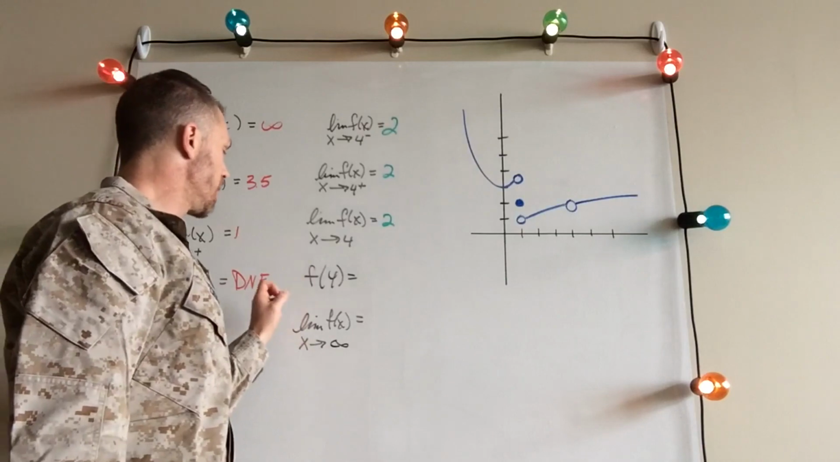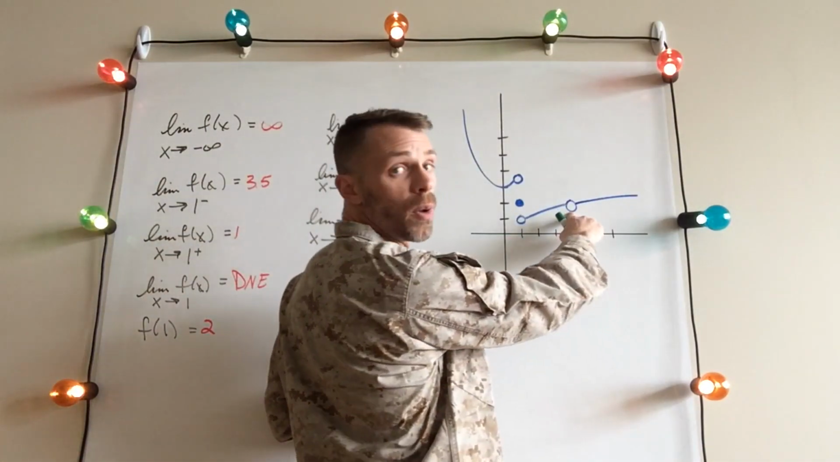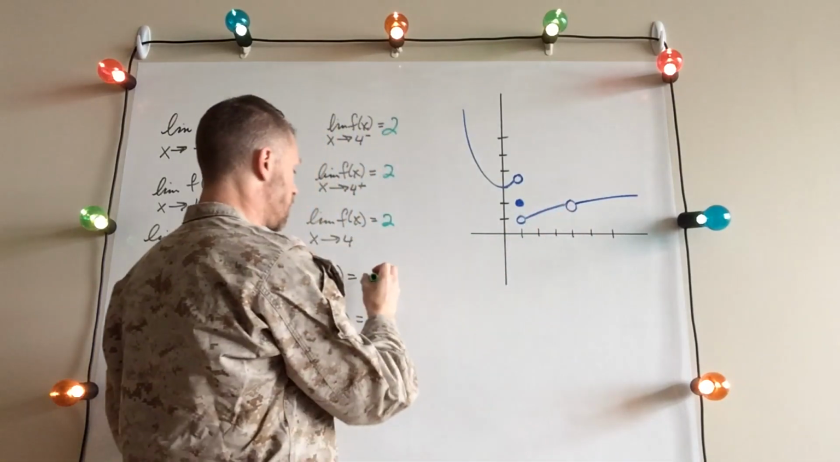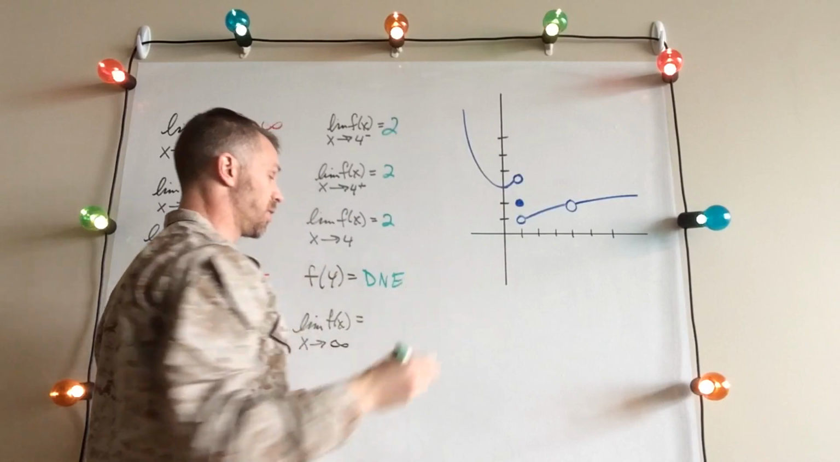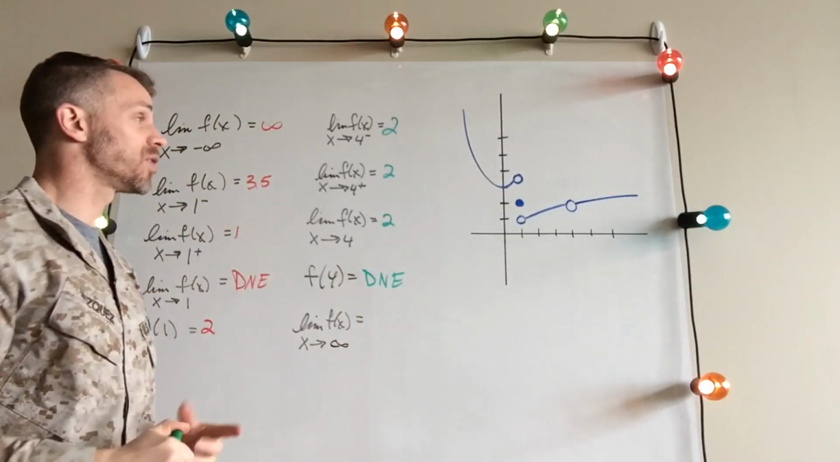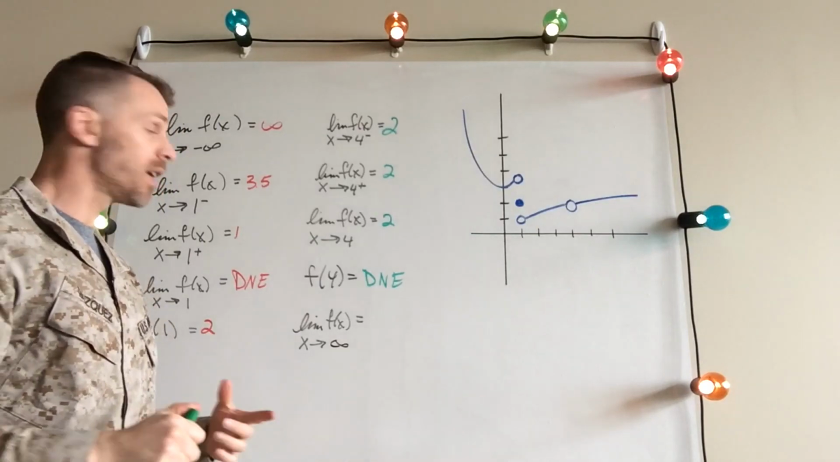All right, this one, evaluate the function at 4. At 4, we have a hole. So this function is not defined. You could say the function does not exist at x equals 4, or it's just undefined. So you could say either does not exist or it's undefined.